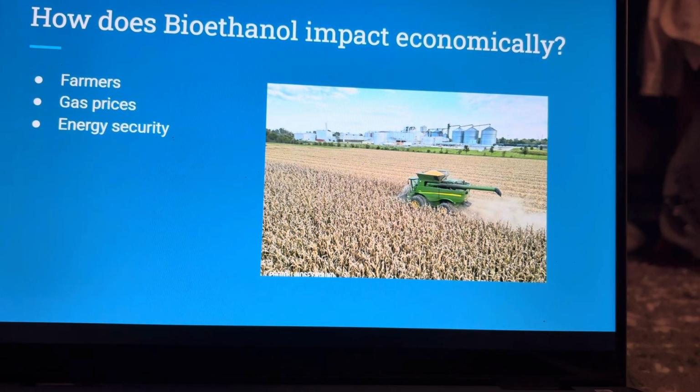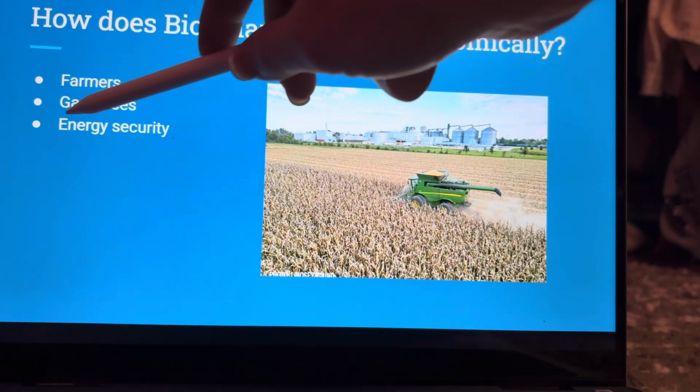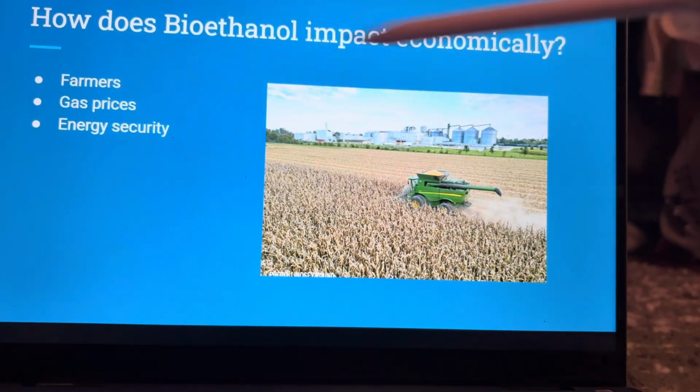So how does bioethanol impact economically? It's impacting the farmers who are cultivating and harvesting these crops. They are making more money by this. And then also the U.S., who is producing more bioethanol, replacing the gasoline, because it's a domestic ethanol production. We are not buying from foreign countries. Therefore, we will probably reduce our gas prices and energy security will increase.